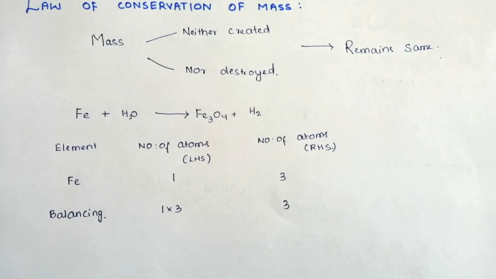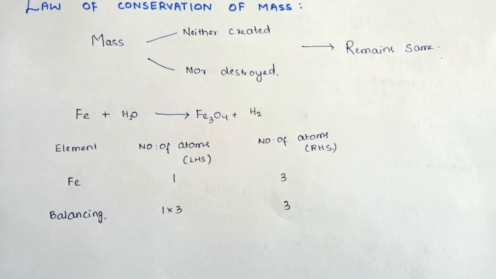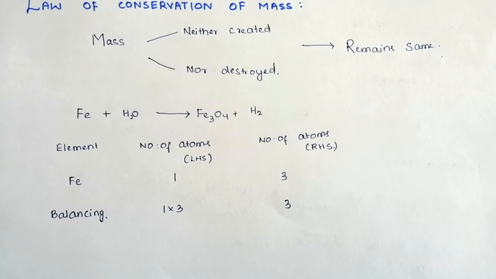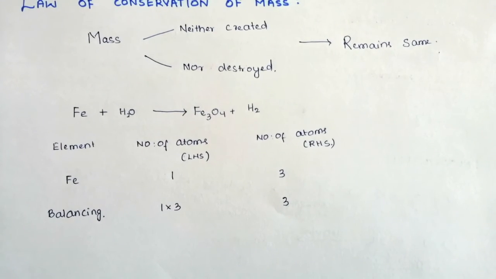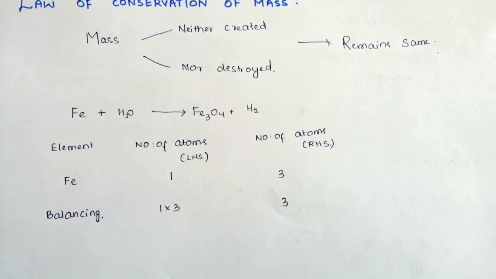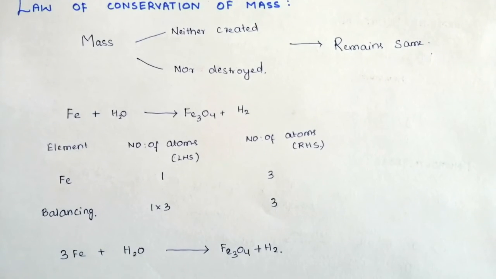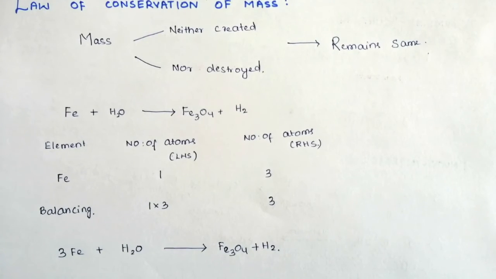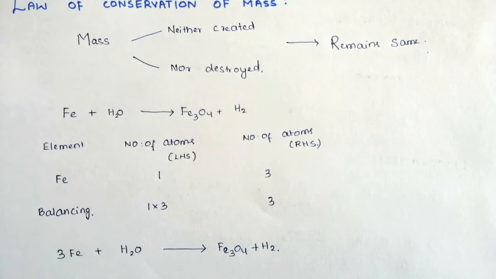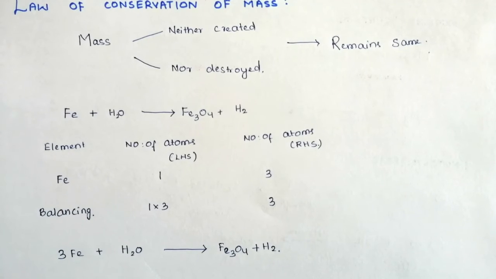So to balance this equation, we have to take 1 into 3, that is 3 iron atoms on the left hand side. And if we take 3 iron atoms on the left hand side, we will get 3 iron atoms on the right hand side as product. So the equation becomes: 3 iron atoms react with water to form Fe3O4 and H2. Is it a completely balanced equation? No. On the right hand side, if you observe, we have 4 oxygen atoms, whereas on the left hand side we have only 1 oxygen atom.